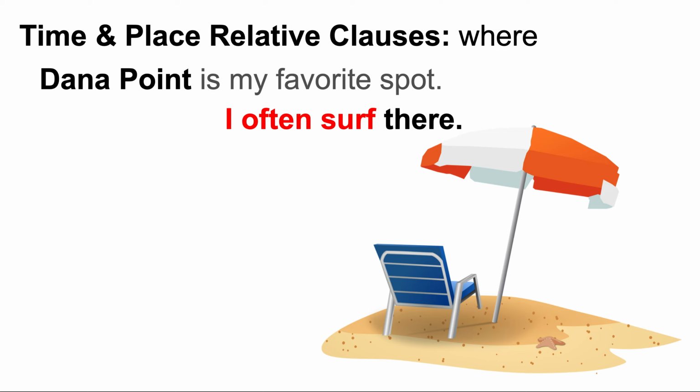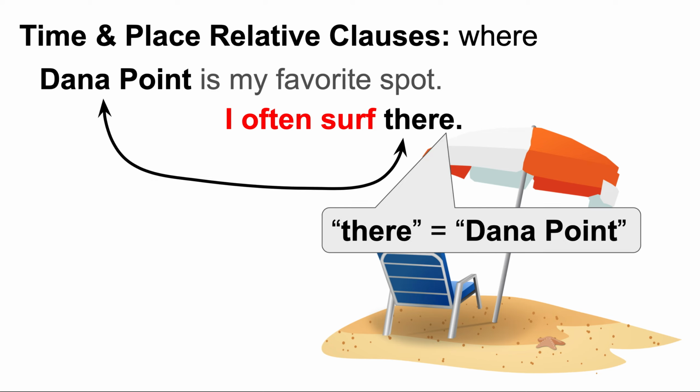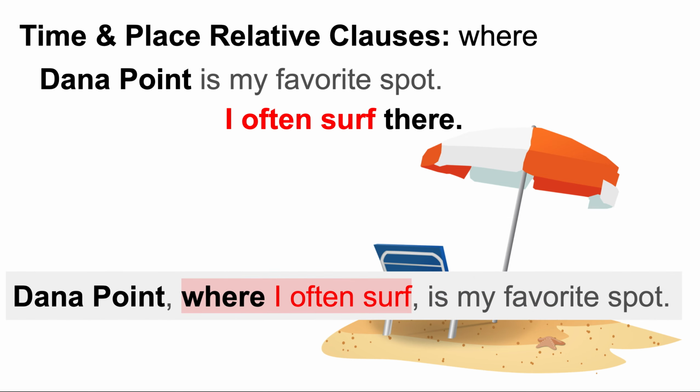Dana Point is my favorite spot. I often surf there. Please note that there replaces Dana Point. Both of these sentences can be combined by using the relative pronoun where. For example, Dana Point, where I often surf, is my favorite spot.